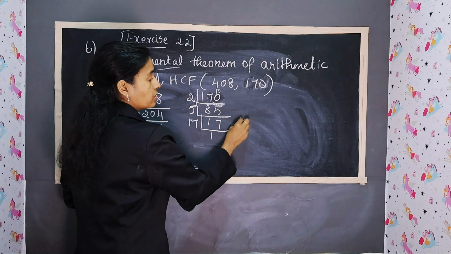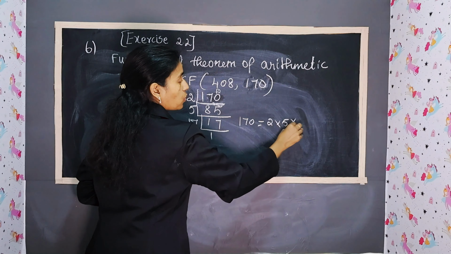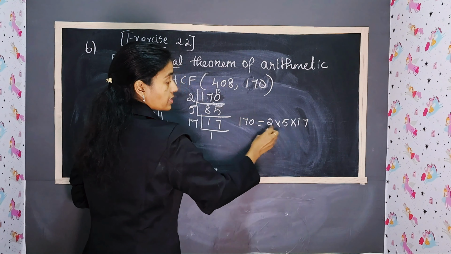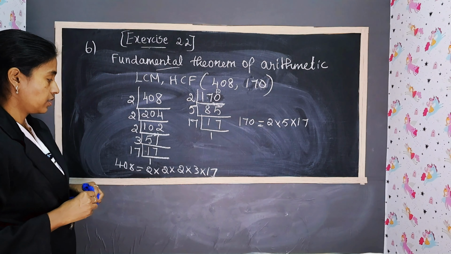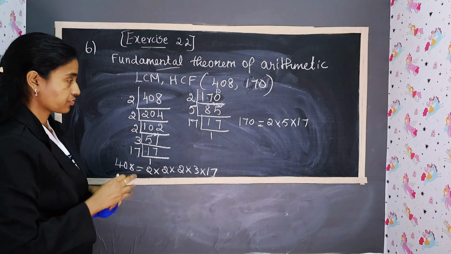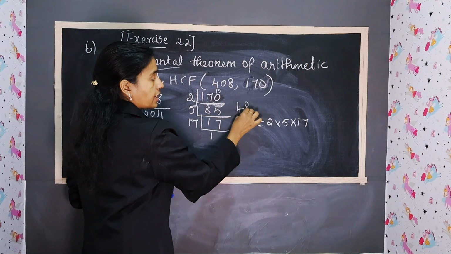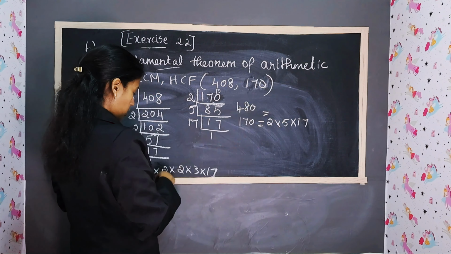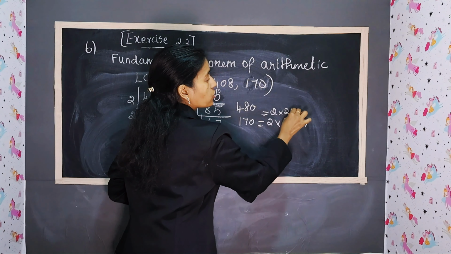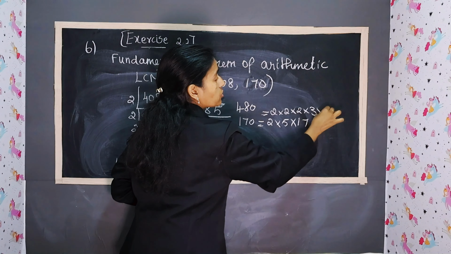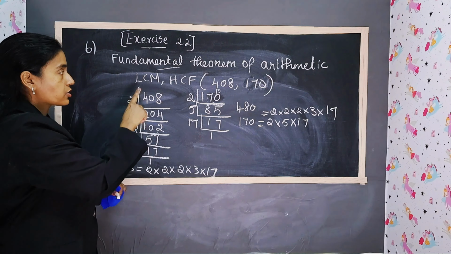How I can write 170 equal to 2 into 5 into 17. Okay. Now, I can write both of these together, like 408 equal to 2 into 2 into 2 into 3 into 17, and 170 equal to 2 into 5 into 17. Now we are going to find out LCM.